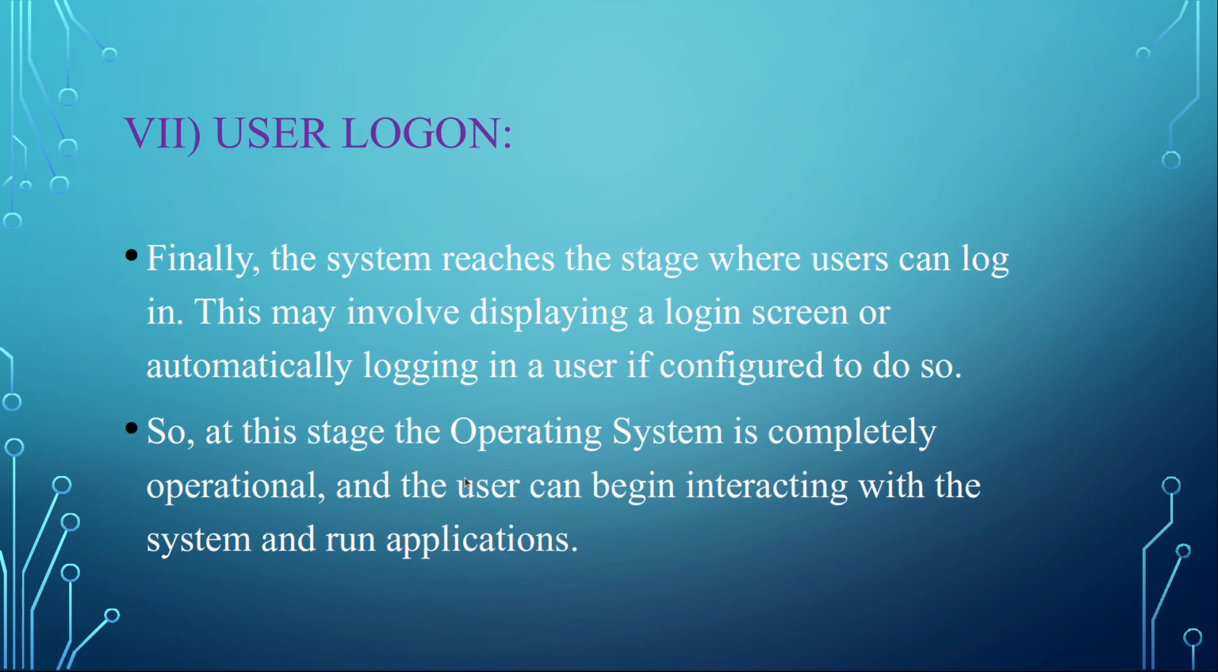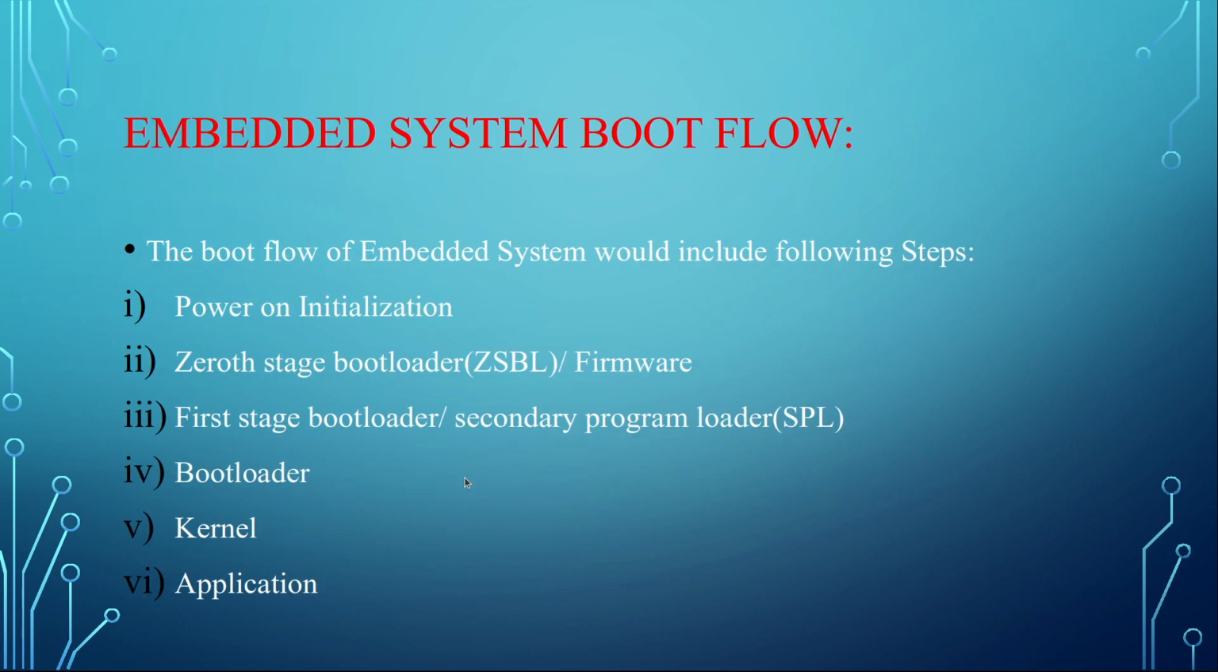Now we will see the embedded system boot flow. The boot flow of an embedded system includes the following steps. First of all, power-on initialization. The second step is the zeroth stage bootloader, which is also called firmware. The third stage is the first stage bootloader, also called SPL, secondary program loader. Third one is bootloader.